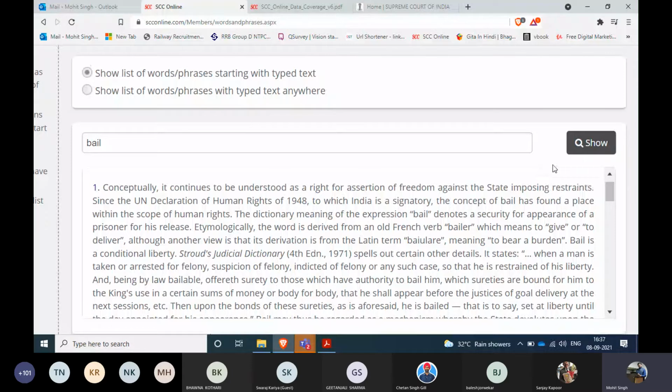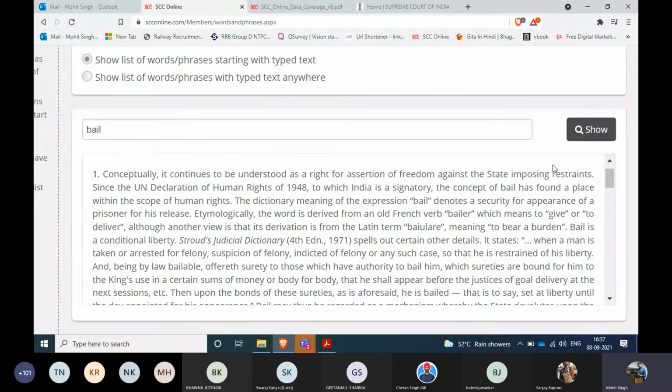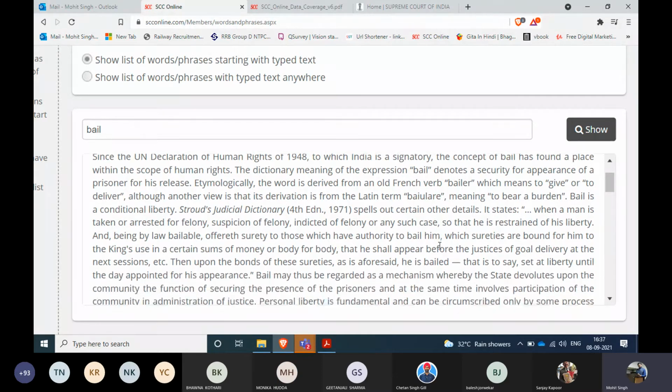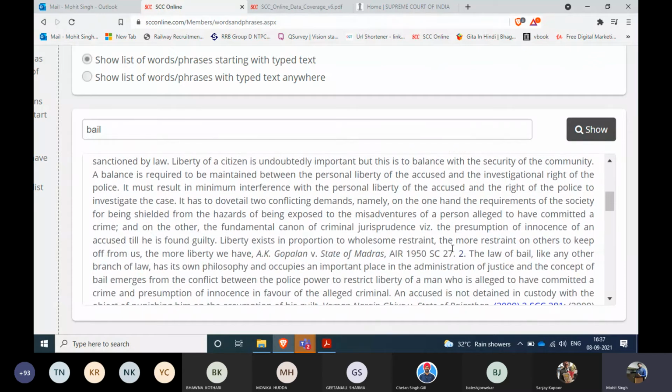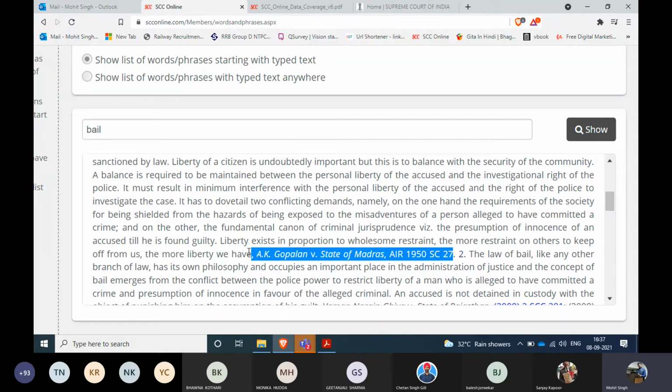We all know what the meaning of bail is. But in case any judge has defined the meaning of bail in any judgment, then we have provided that information to you over here. So this first paragraph has been taken from the judgment of A.K. Gopalan versus State of Madras. So that's how you can relate, and you can also use this information for your research purposes.